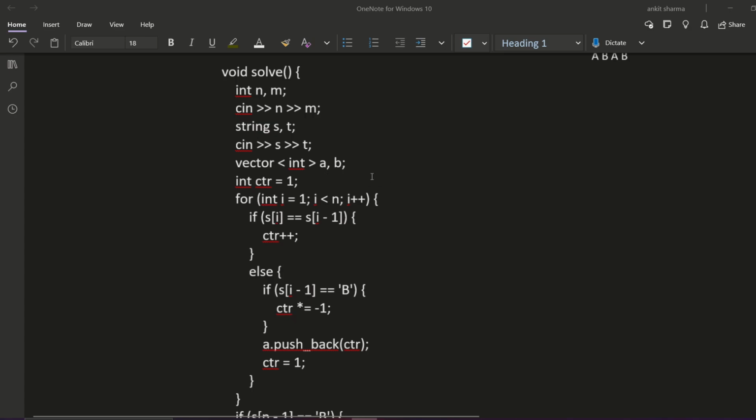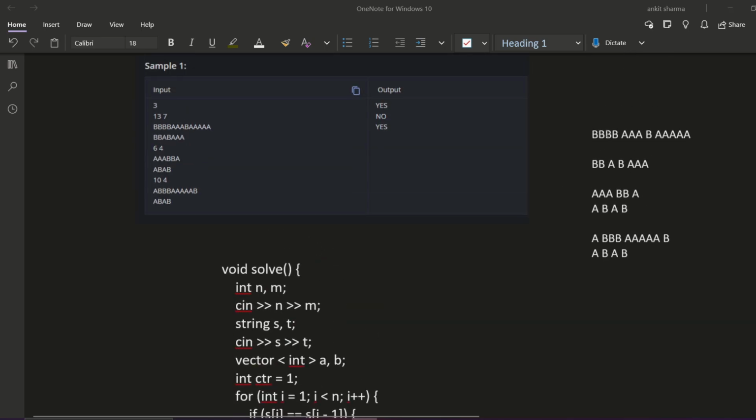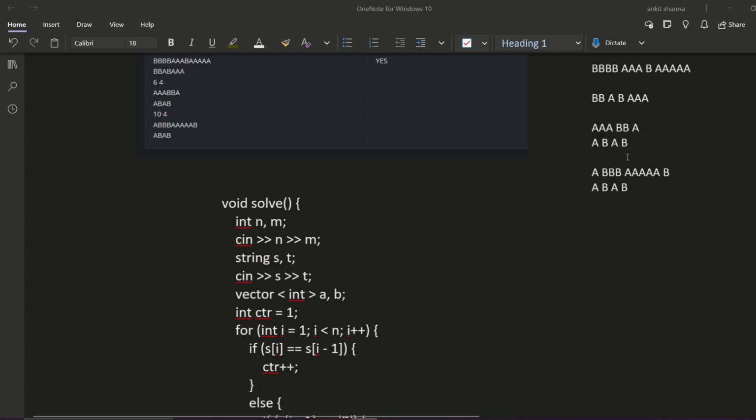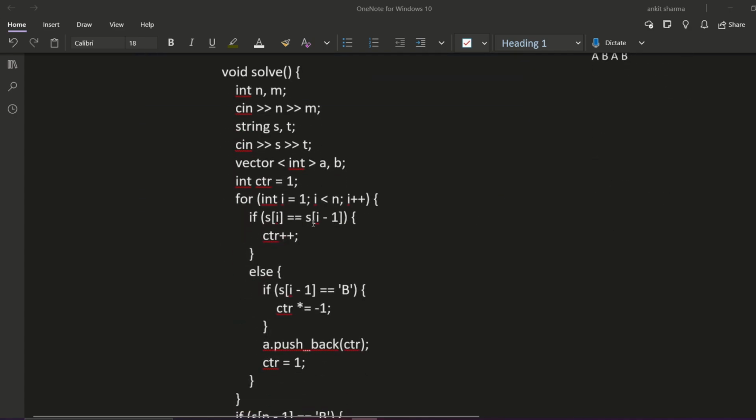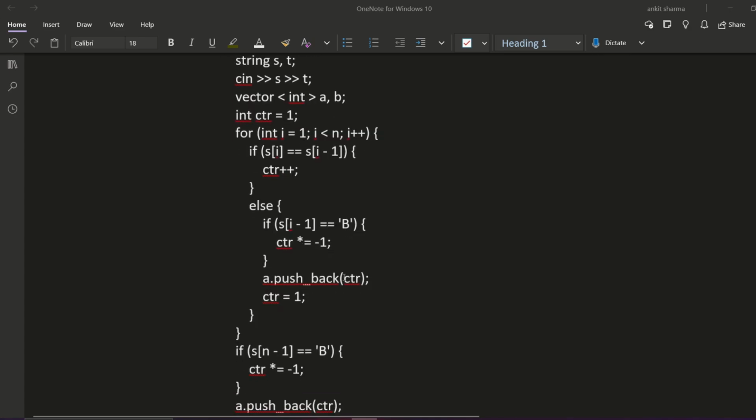What are A and B doing? A and B are basically maintaining the counters of the A's and B's, breaking the strings down into equal parts and chunks. That is, A will be storing B's count, A's count, B and A count. So I'm starting the counter with 1, checking if the consecutive elements are equal or not. If so, I increment the counter by 1. If not, I push back my counter in A.